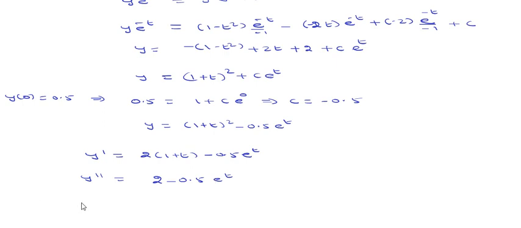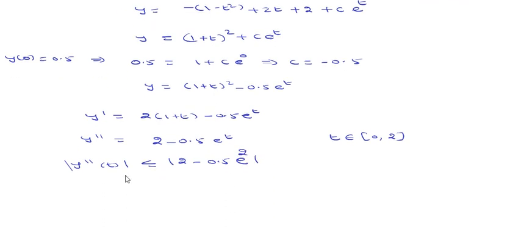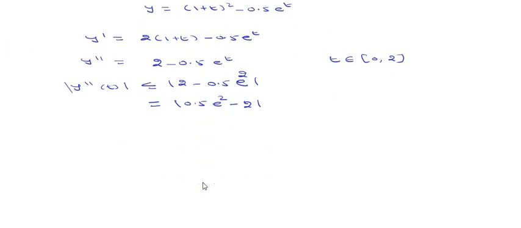Now we need to find the bound of y double dash. y double dash depends on t, where t belongs to 0 to 2. Therefore the modulus of y double dash of t is less than or equal to the modulus of 2 minus 0.5 into e power 2, which equals the modulus of 0.5 e power 2 minus 2. Both are the same. Now we will substitute.